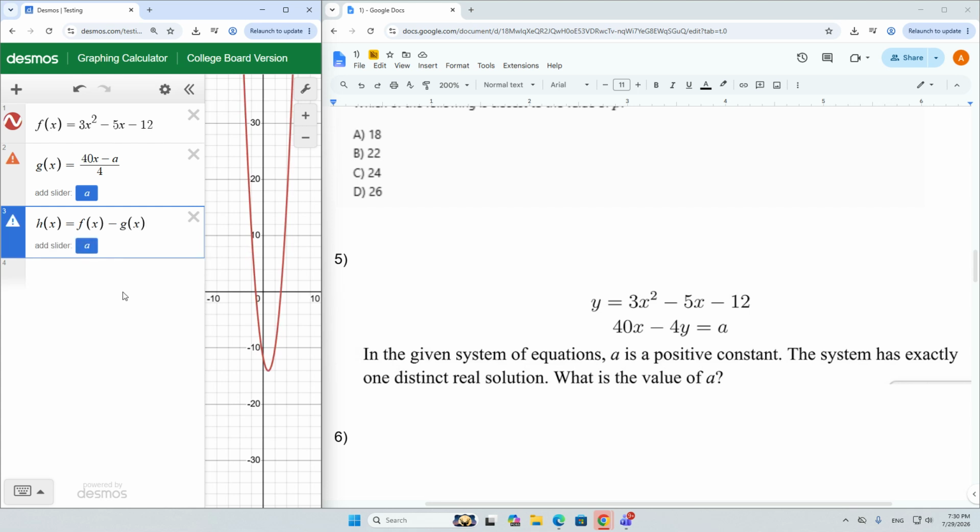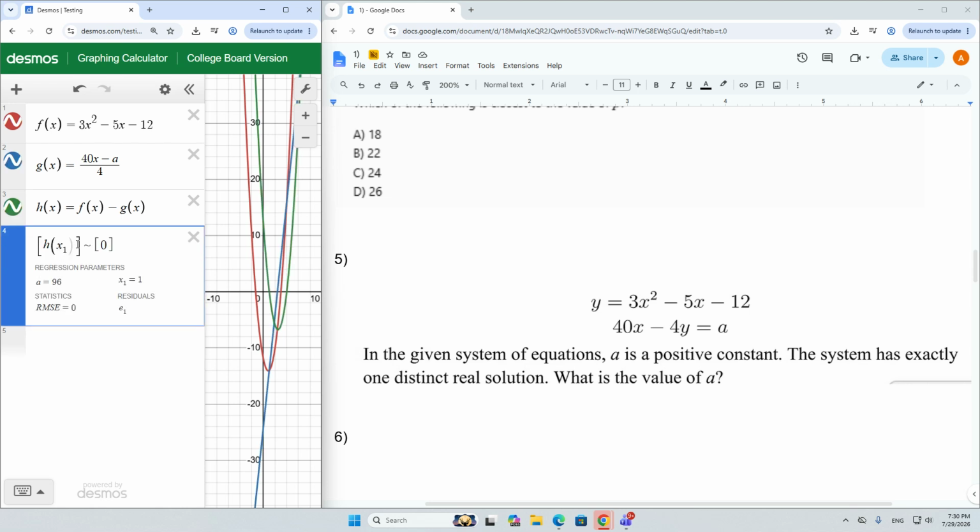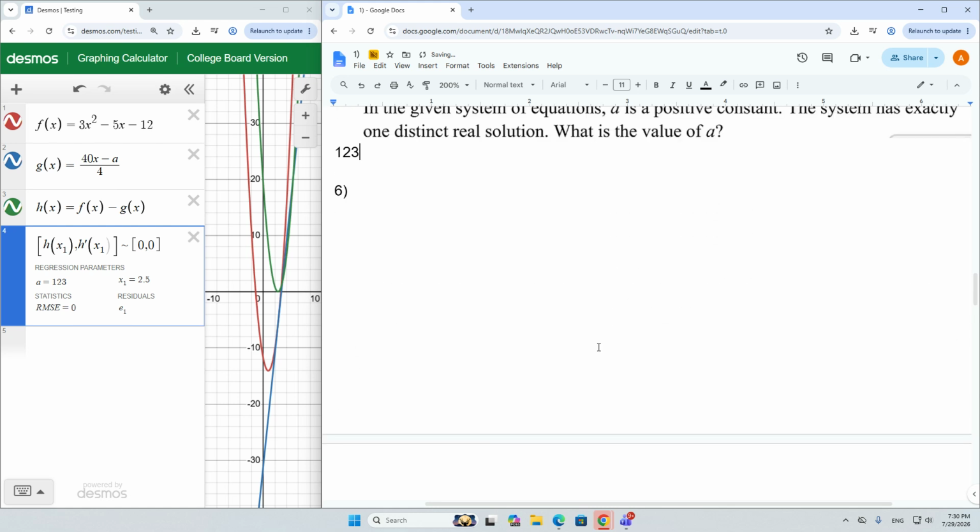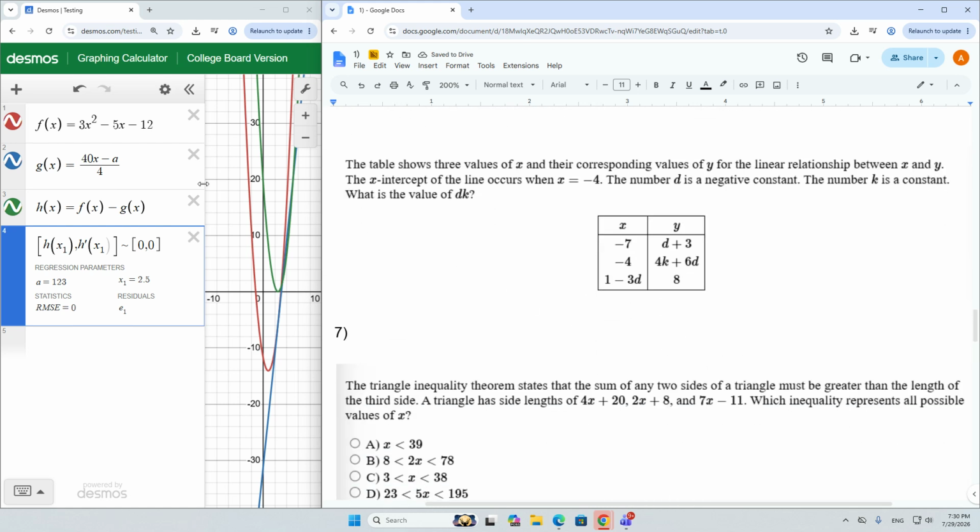And let's do the derivative method, right? So I want the 0 of h, and the derivative at that point is 0. So h of x1 is 0. h prime of x1 is 0. So a is 123. I'm done. Okay.